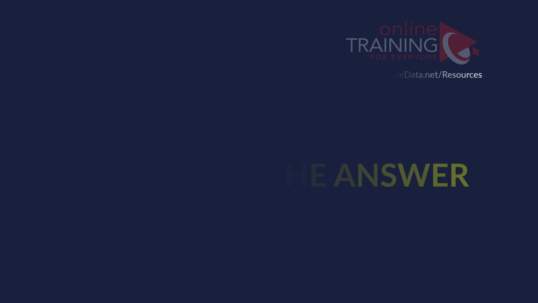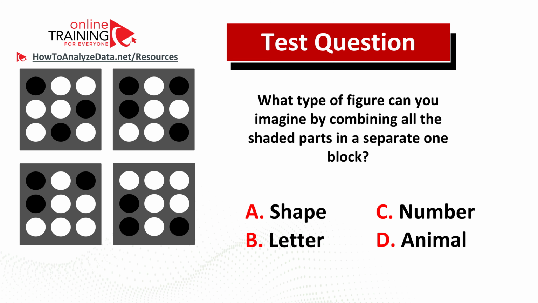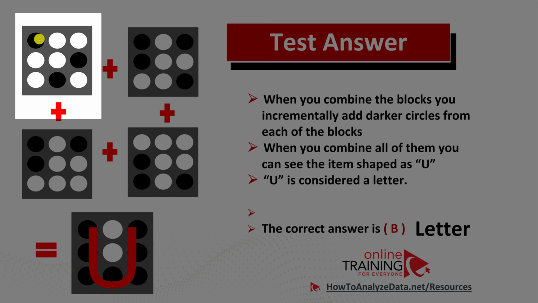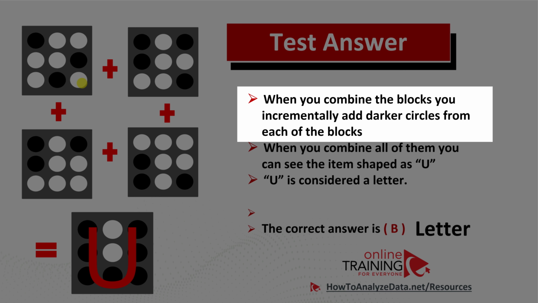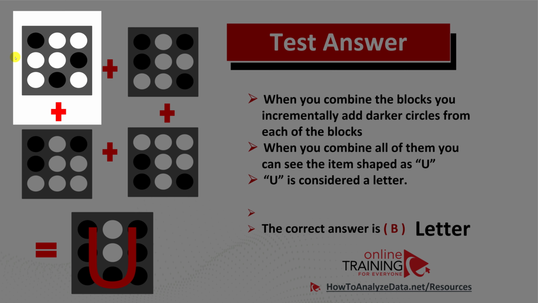Did you come up with the answer? Let's see how we can solve this challenge and get to the solution together. The tricky part here is combining all 4 blocks in your memory and using your imagination to come up with the final answer. But when you combine the blocks incrementally, you add darker circles into one single image.